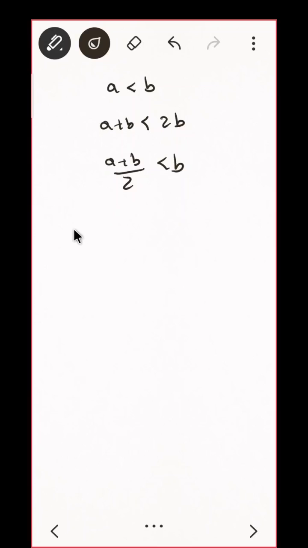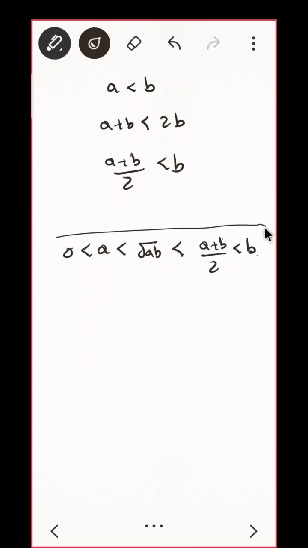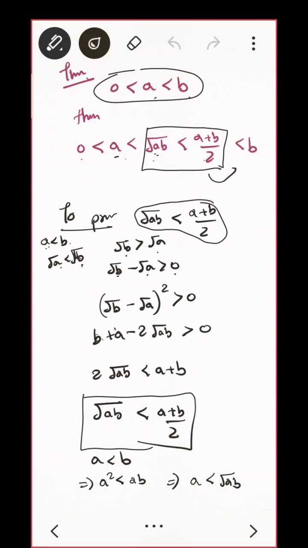We have proved 0 is less than a is less than root ab, and that is less than (a plus b)/2, and that is less than b. This is what we have just proved. Is the proof clear, everyone? That was so simple. Nice. Okay. Now let us see in general.